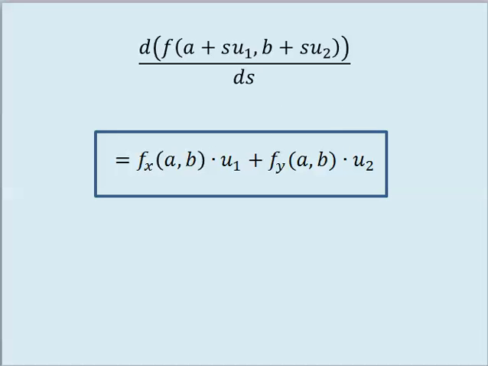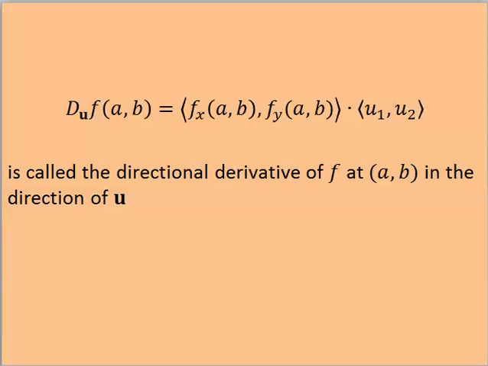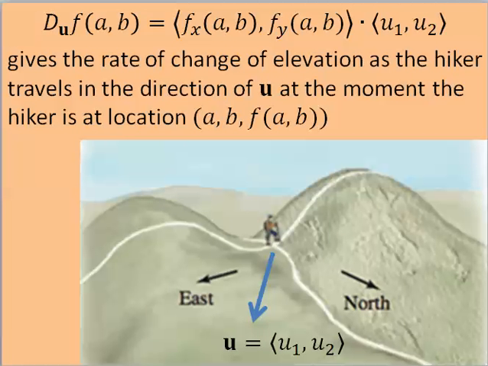Using the chain rule and evaluating at (a, b), we get this expression, which can be written as a dot product. The dot product is called the directional derivative of f at the point (a, b) in the direction of u, and gives the rate of change of elevation as the hiker travels in the direction of u at the moment the hiker is at the location (a, b, f(a, b)).